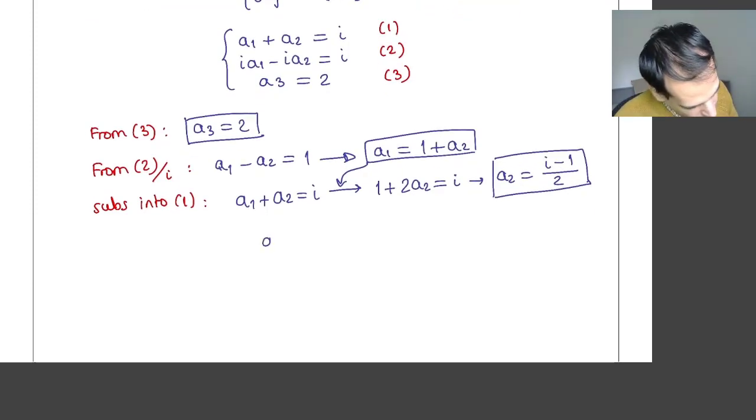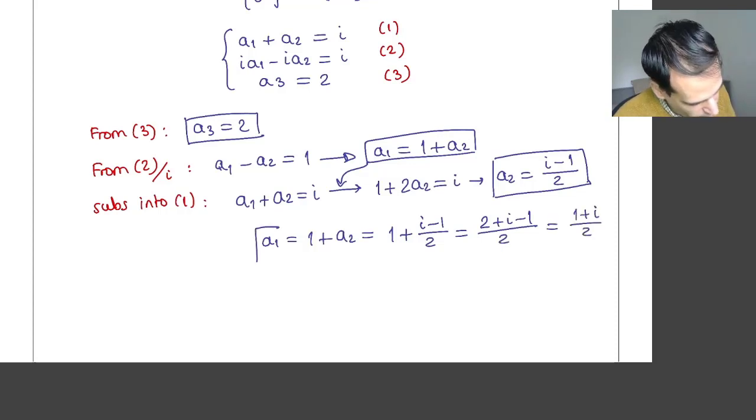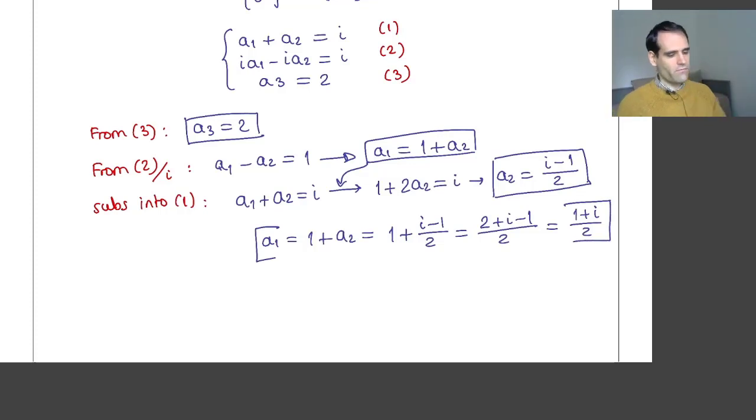And since we know A1 equals 1 plus A2, this is 1 plus (I minus 1) divided by 2, which is 2 plus (I minus 1) divided by 2, (1 plus I) divided by 2. That's the value of A1. So that's it. We found the three coefficients, A1, A2, and A3.